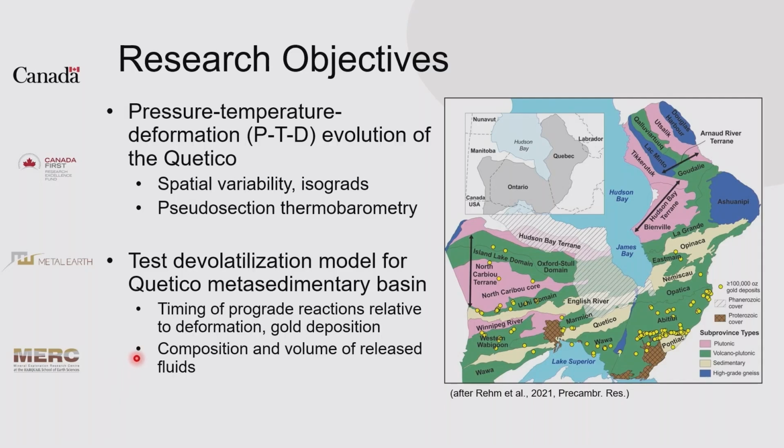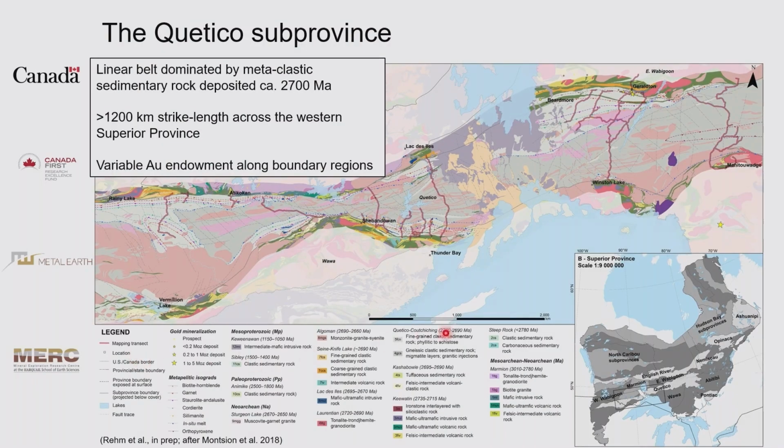So the Quetico subprovince is one of the largest sedimentary basins in the world. In fact, it's about 1,200 kilometers along its long axis. The average is about 100 kilometers along its short axis, and the current depth is estimated to be about 6 to 8 kilometers as its current exposure. So we can expect that it was a lot deeper in the Archean. So really a substantial basin.